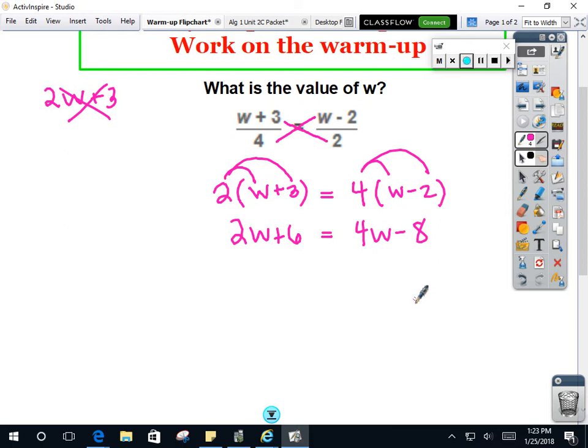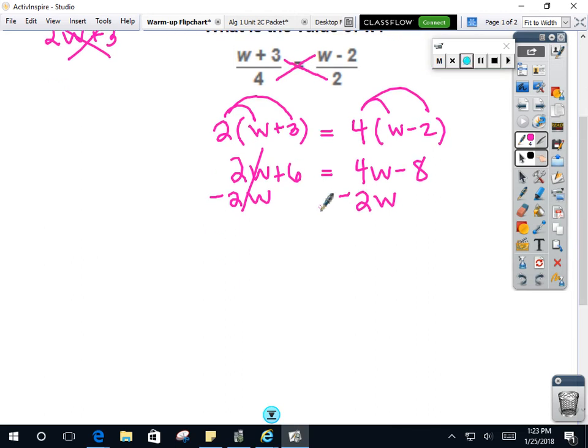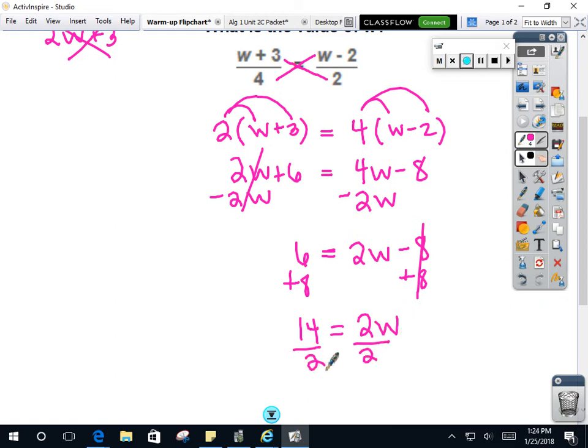Subtract what? Okay, if you minus 2W, it'll cancel out on this side, and then you minus it from the 4W over there. Now on the left side of the equation we have a 6, and on the right side we have what? 2W minus 8. Now what do you have to do? Add 8 to cancel it from this side and move it over there with a 6. Now we have what on the left side and what on the right side. And now to solve for W, what do we do? Divide by 2 and you get W equals 7.